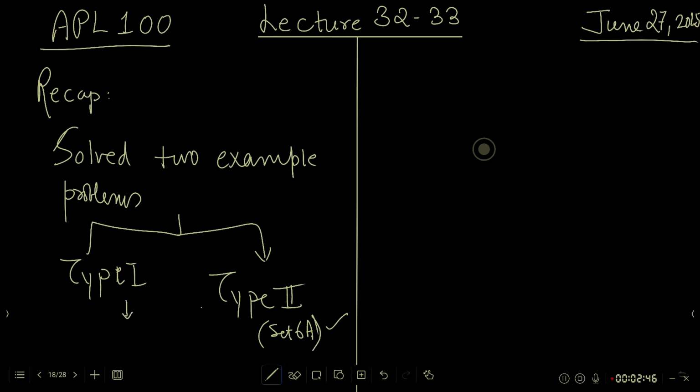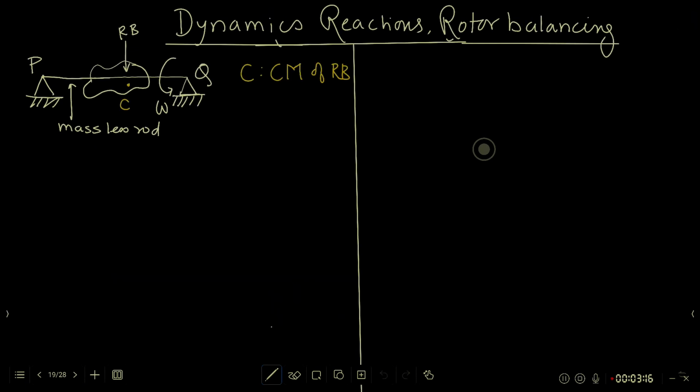The type 1 problem that I solved is not on set 6, but that's also a very good problem which will help you understand the concept. So based on these two examples that I solved yesterday, I hope you will be able to solve the set 6b unsolved problems. Okay. Now what do we do next?